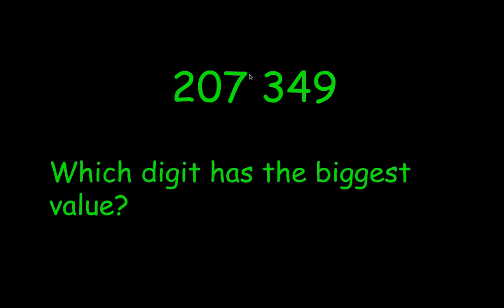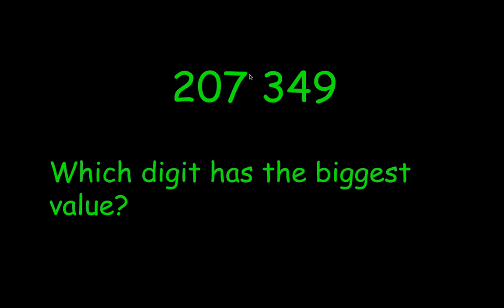Right, on the screen you see the number 207,349. The question is, which digit has the biggest value? Which digit has the biggest value? Get your answer. And it is the 2. Have a look. It's in the 100,000s column. Even though that 9 in the ones column is a bigger digit, it's not worth as much because it's only 9 ones.